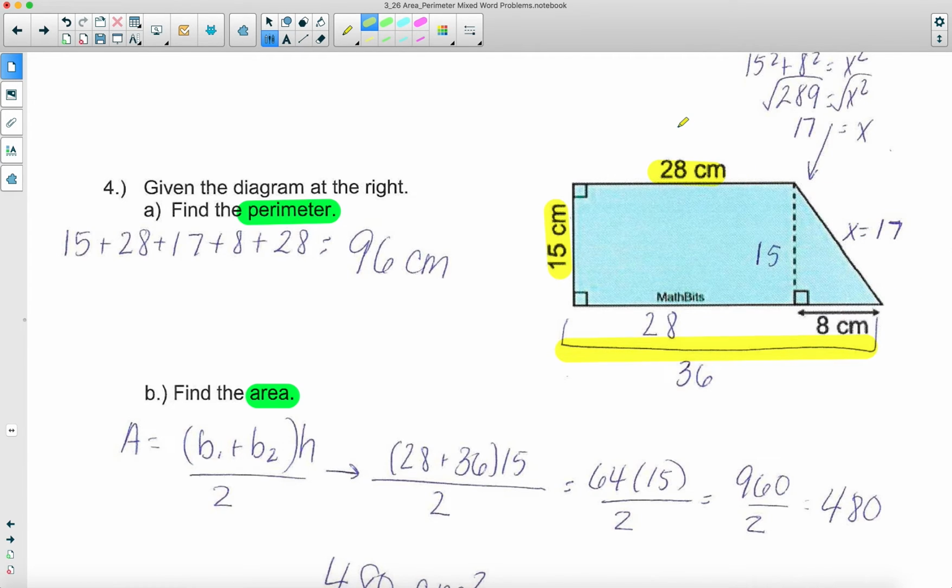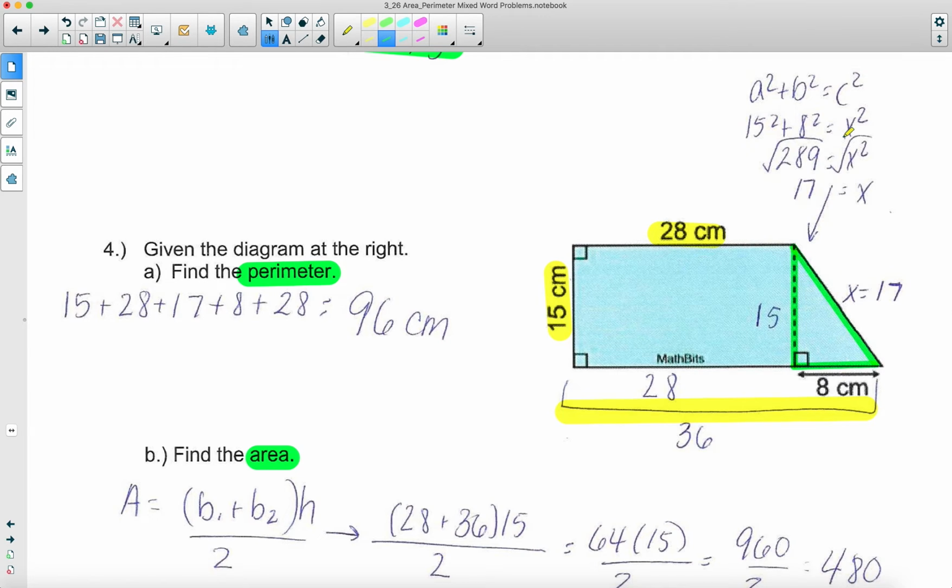So take a look at what we did. We focused on if this is a rectangle, this side is 15, and so is this side. And then again, we have this right triangle that I'm highlighting in green. So we have 2 of the legs. We're missing the hypotenuse. So back to Pythagorean theorem. 15 squared plus 8 squared, the 2 legs, equals the hypotenuse, side C, opposite the right angle, which is just x squared. Take the sum, get 289 equals x squared, square root, and x is 17. So now we have all 4 sides to add up, and we get a total of 96 centimeters for perimeter.